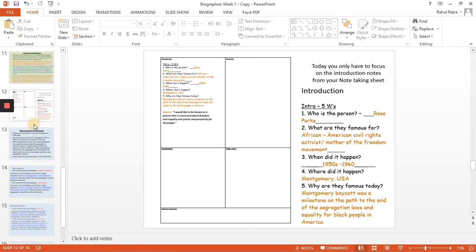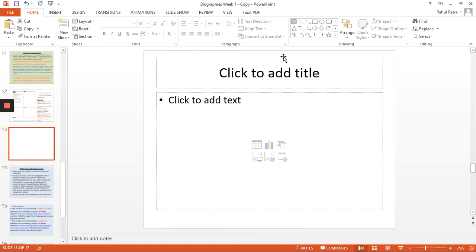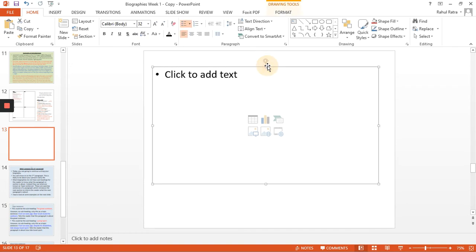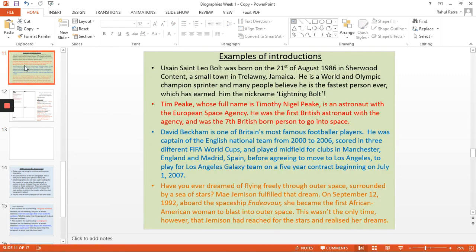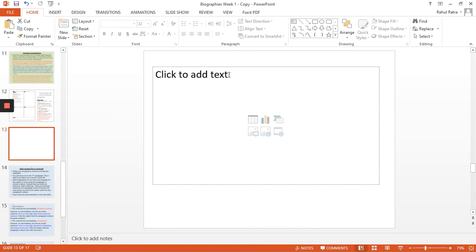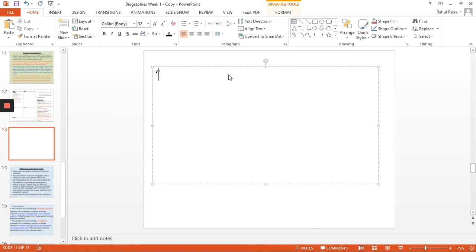Okay, just insert a new slide. Okay, ready. Let's write our introduction. Now, if I go back to the previous examples that I read, I don't want to start with her name straight away. There is a way, that is a question that we read out, starting with a question. But I thought of using the quote. So let's start.